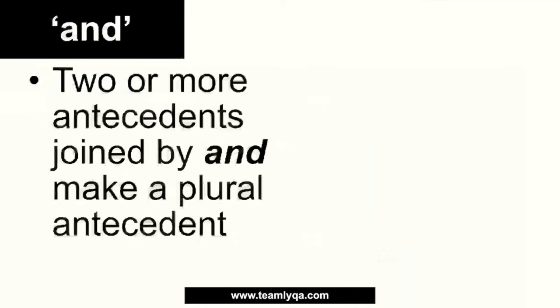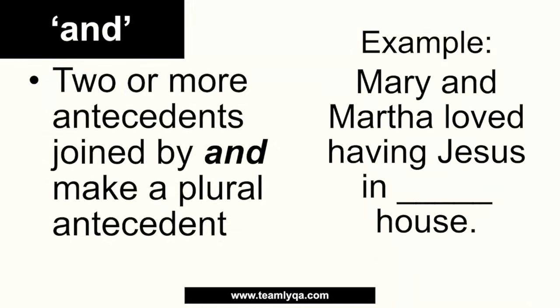Now, tingnan natin to. If we have an and, okay? It's two or more antecedents joined by and. Ano mangyayari sa kanya? Now, you can think of and as yung plus sign, di ba? Parang dinadagdag natin siya. So, if there are two or more antecedents joined by and, nagiging plural antecedents siya. Let's take an example like this. Sabi, Mary and Martha loved having Jesus in blank house. Now, anong gagamitin natin na pronoun dito? Nakita natin na ang antecedents natin ay Mary, Martha, at sila ay joined by and. So, parang number 1, number 2. So, dalawa na sila. So, it has to be plural.